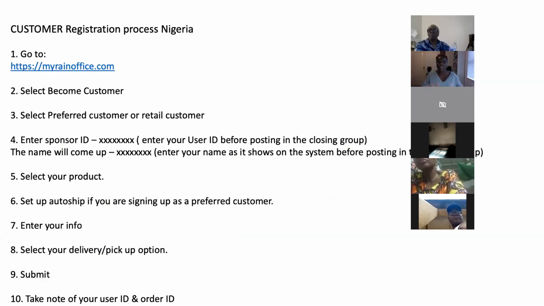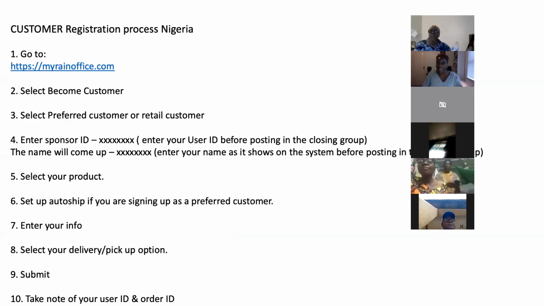Now, for those in Nigeria, how do you register new customers in Nigeria? Same process. Go to myrainoffice.com, select become a customer, let them choose if it's a preferred customer or retail customer. They put your ID, they wait for your name to pop up on the system so they're sure they're ordering through your website. They choose their product. If they're a preferred customer, they must set up autoship. They enter their details. If they want it delivered or if they want to pick up from the office, they choose that option as well.